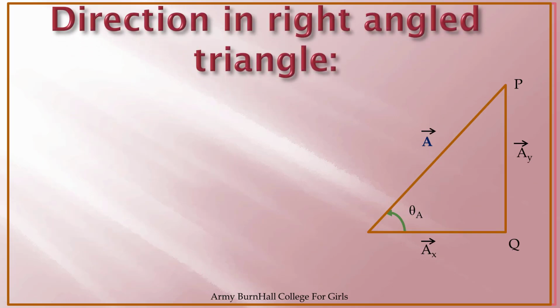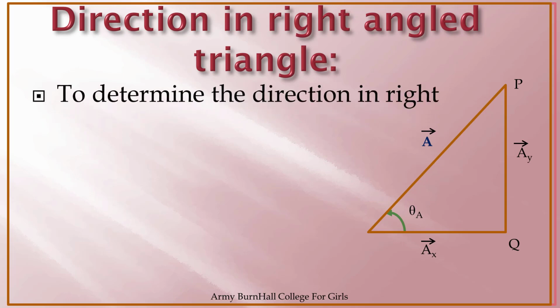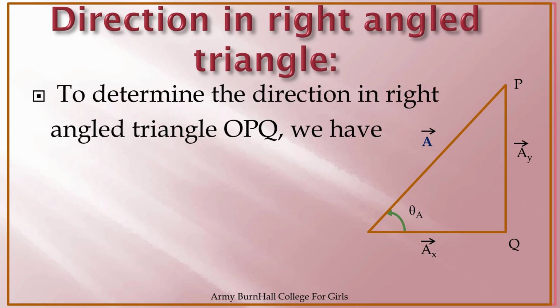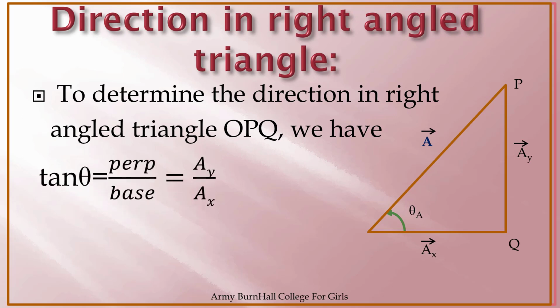Now if we have to find the direction of a vector which is provided, how are we going to find theta with the help of rectangular components? To determine the direction in right angle triangle OPQ, we know that for direction we use tan theta. The formula for tan theta is perpendicular over base, and in the given figure the perpendicular is Ay and the base is Ax. So tan theta is equal to Ay divided by Ax.